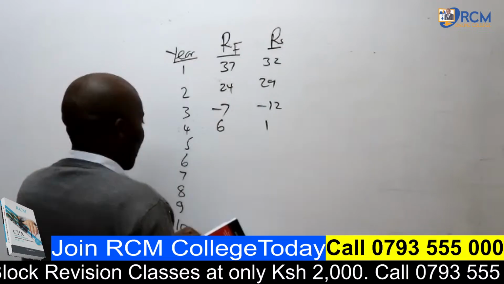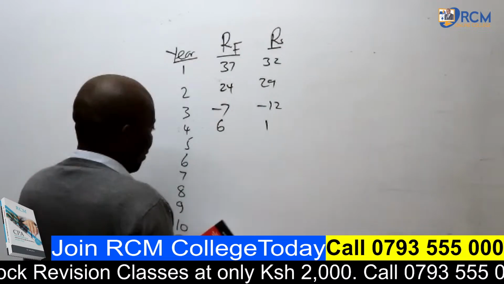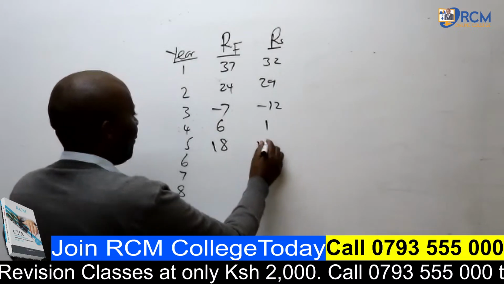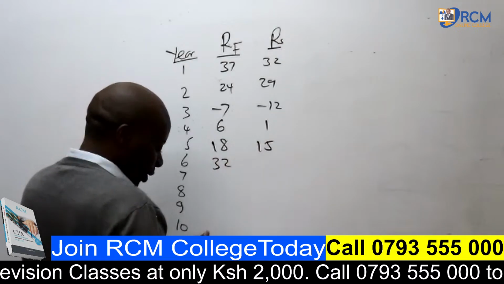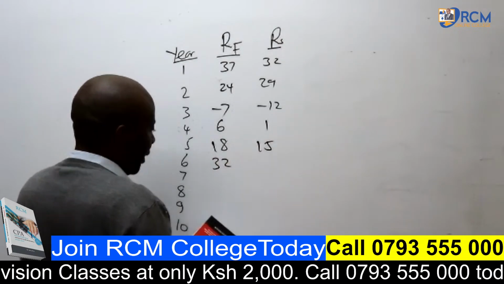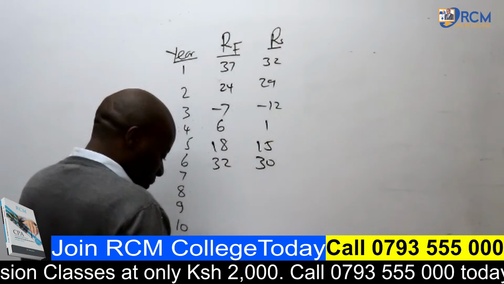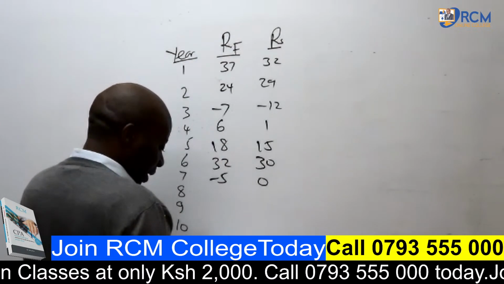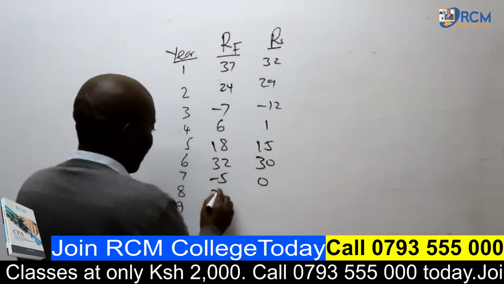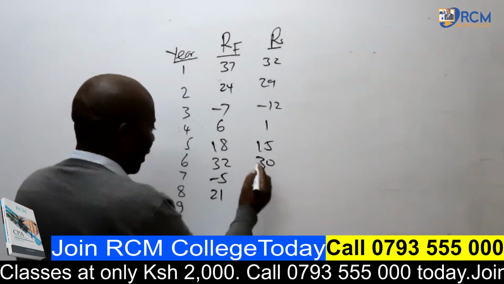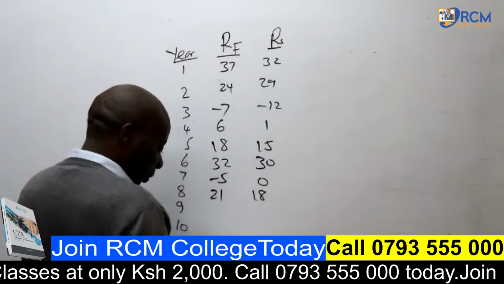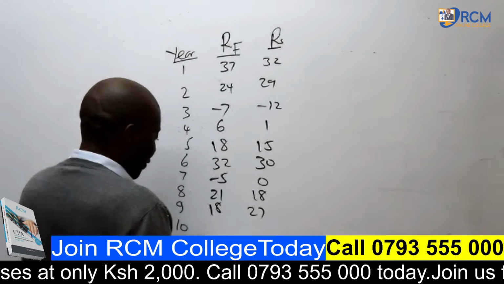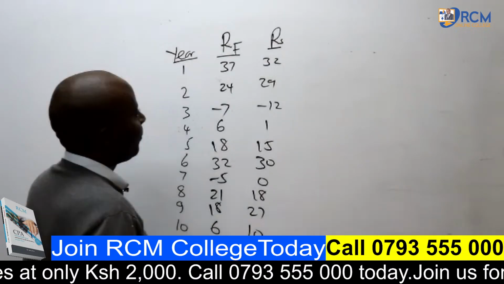Year 5, we have 18, 15. Then we have 32, 30. And then we have -5, 0. And then year 8, we have 21, 18. And then year 9, we have 18, 27. And then year 10, we have 6 versus 10.